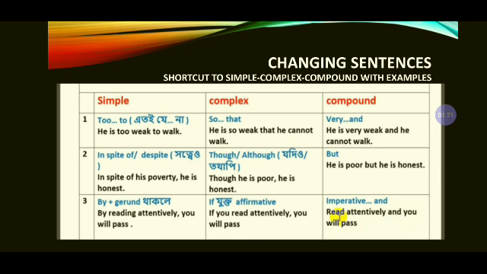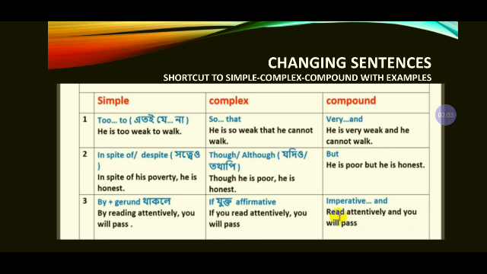Anyway, simple sentence number one: if you have 'too' in the sentence, change it in complex and you will have to use 'so that', and in compound you will have to use 'very' and 'and'. Here are some examples. He is too weak to walk in the simple sentence. In complex, he is so weak that he cannot walk. And in the compound example, he is very weak and he cannot walk.